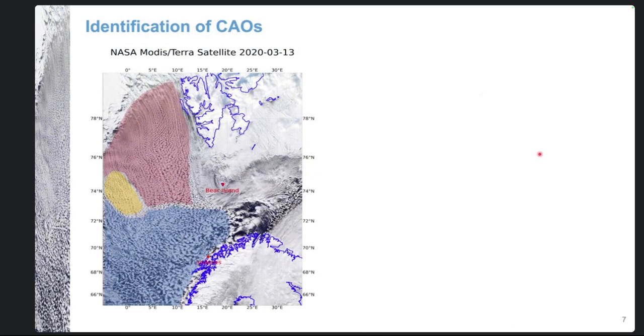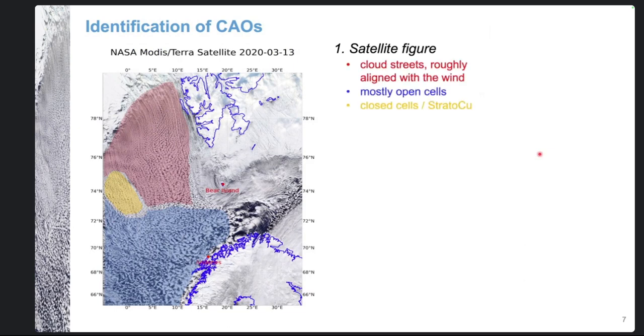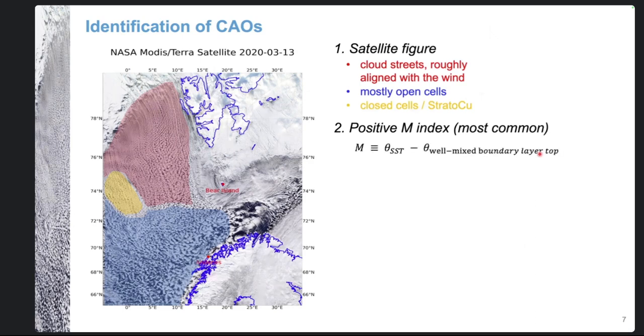So how to identify cold air outbreaks? The first simple one is looking at the satellite figures to see all these beautiful cloud structures. Another one, and also the most common one, is using the M index, which is the potential temperature difference between the sea surface temperature and the well-mixed boundary layer.